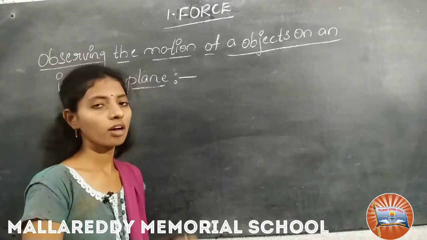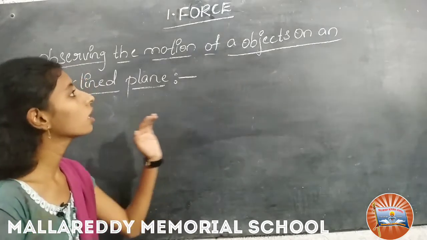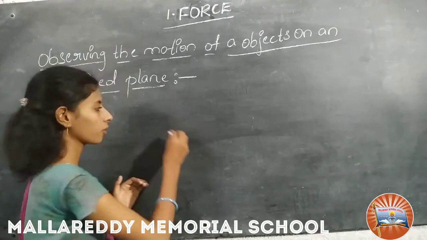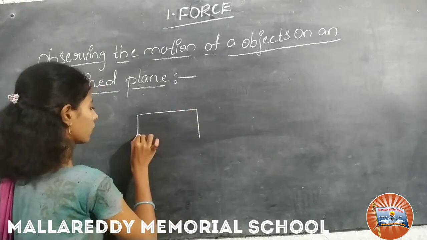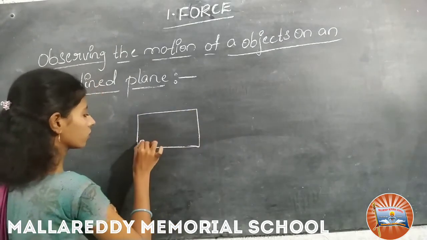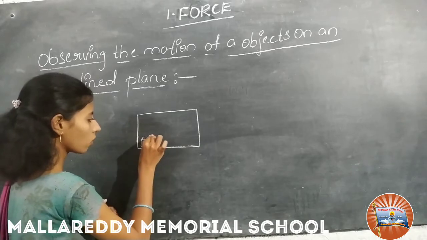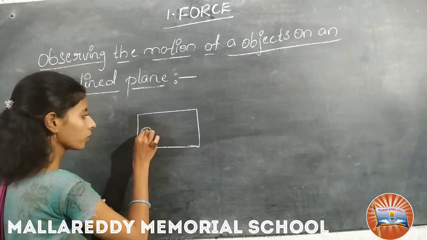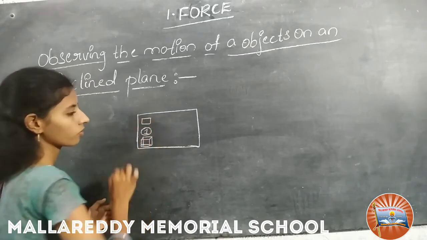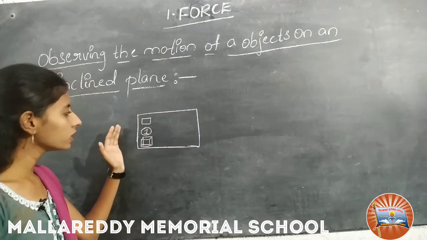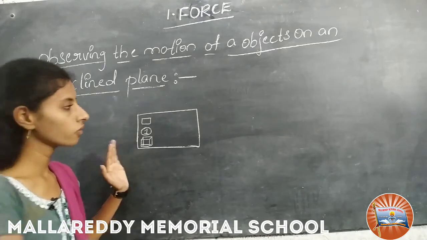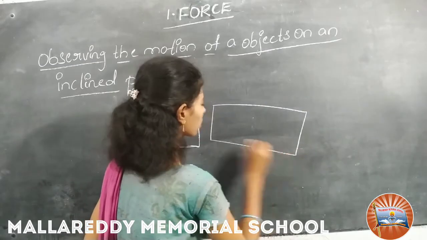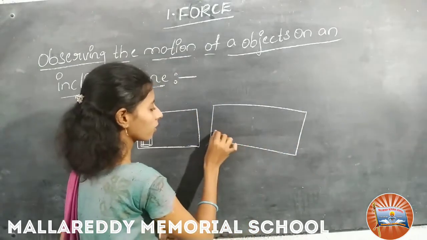See the next one, observing the motion of an object on an inclined plane. So for this we have to take a tray. Okay. On this tray we have to place, on one corner in a plane, an ice cube, a 1 rupee coin and an eraser. Okay. Now lift this tray at this end. So what will happen? It changes its position. Yes, it looks like an inclined plane.